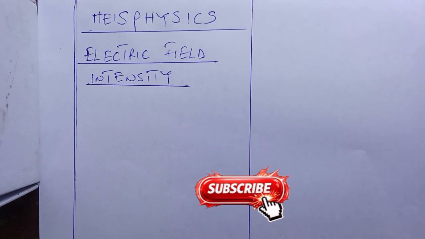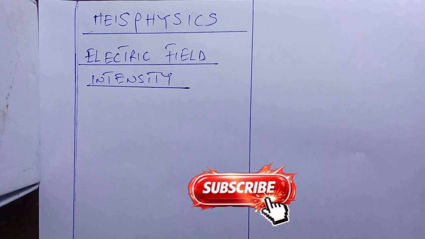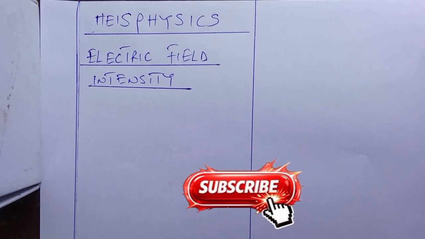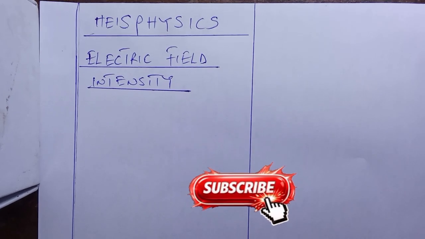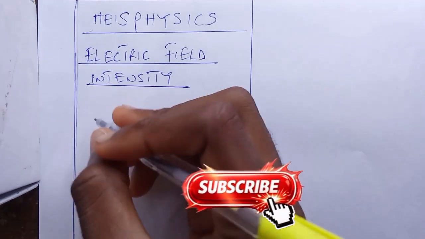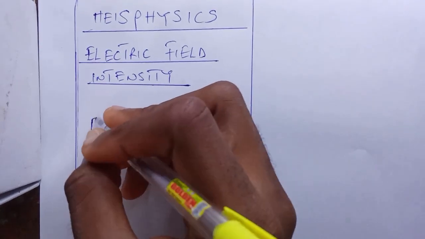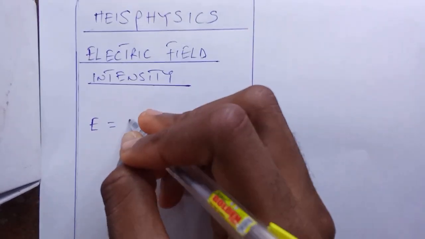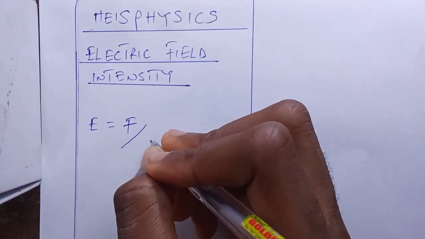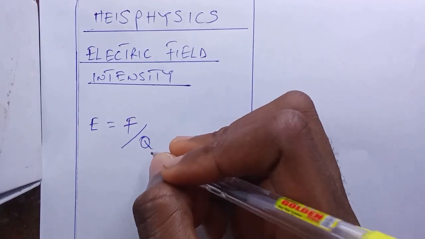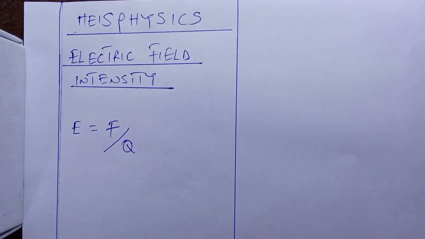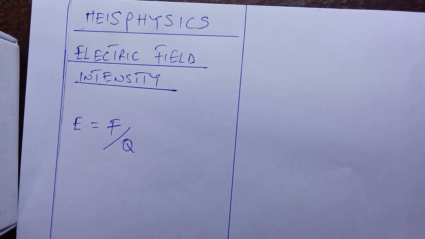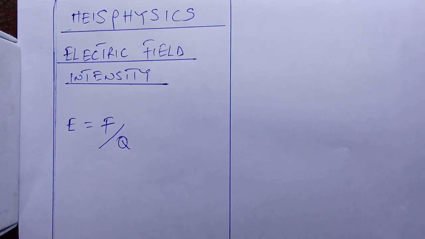So now in today's video we're talking about electric field intensity. Electric field intensity can be defined as the force per unit positive charge at a point, meaning our electric field intensity E equals what? The force per unit charge, or per unit positive charge, at a point. So our electric field intensity E is equal to F over Q.